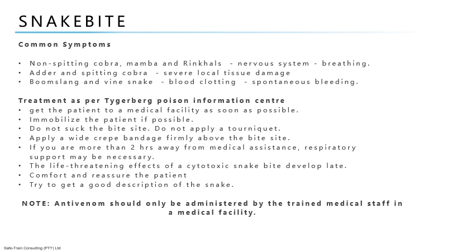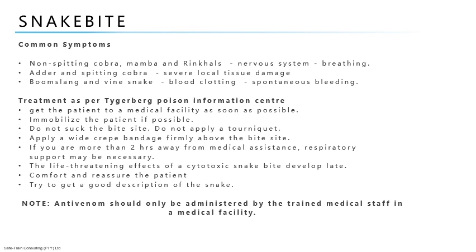Immobilize the patient if possible. If alone, keep calm and do not walk too fast or run, as this speeds up the distribution of the venom. Do not suck the bite site. Do not apply a tourniquet. Only in suspected neurotoxic bites, for example the mamba or Cape cobra bites, is it recommended that you apply a wide crepe bandage firmly above the bite site, as tightly as for a sprained ankle, to slow the spread of venom to vital organs like the heart and lungs.